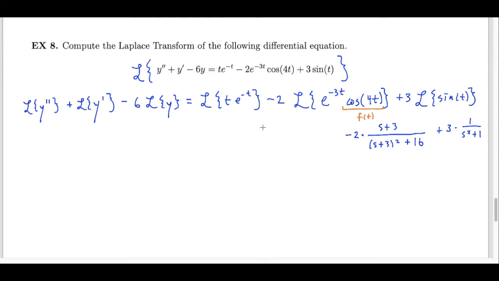Working my way to the left, once again, I could think of this as a function times an exponential. So I could once again apply Theorem 3.